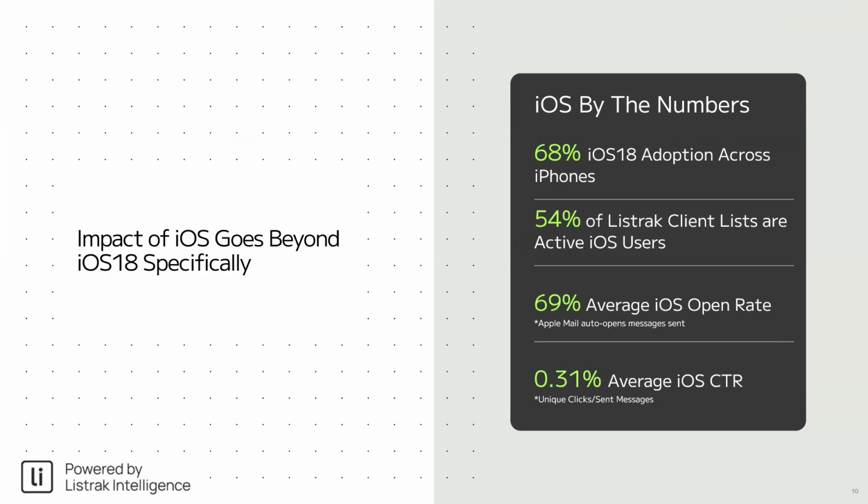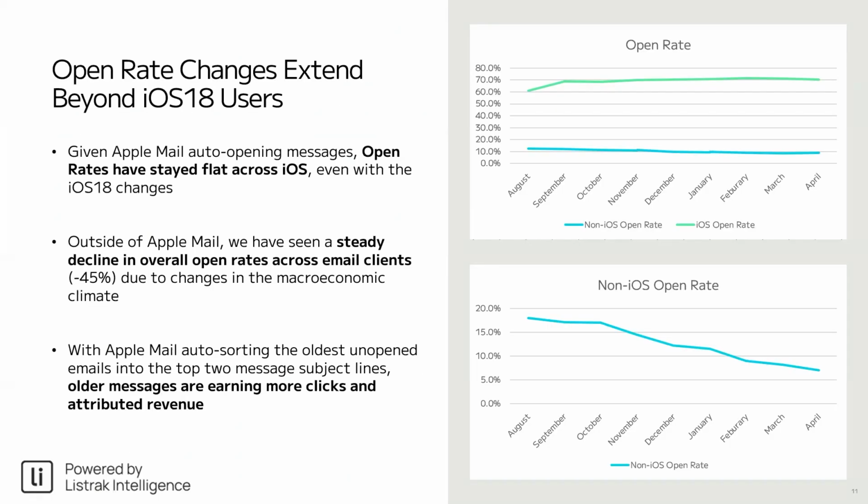These are important to note as not all of your subscribers use Apple Mail or even iPhones in general, and not all iOS users are on iOS 18. Even with Apple Mail auto-opening messages, open rates across iOS have stayed fairly flat since the change. However, open rates in other email clients have dropped by 45%, largely due to macroeconomic factors. Interestingly, with Apple prioritizing older unopened messages, those emails are now earning more clicks and attributed revenue.